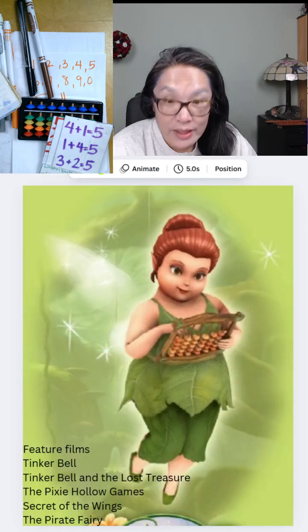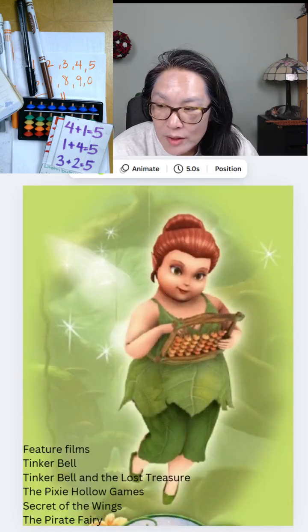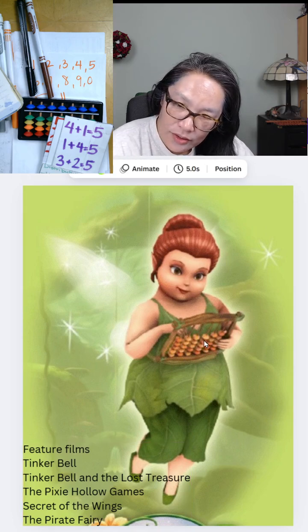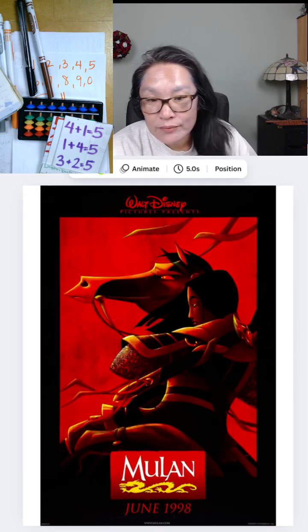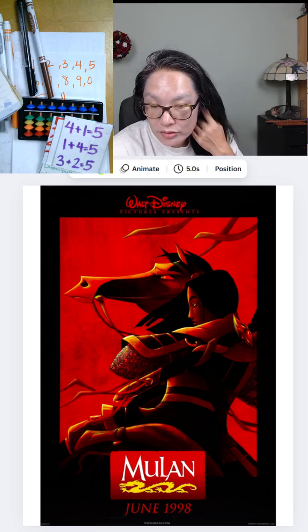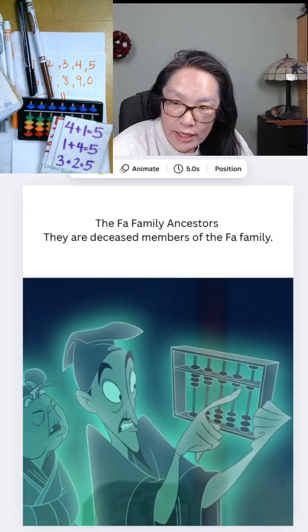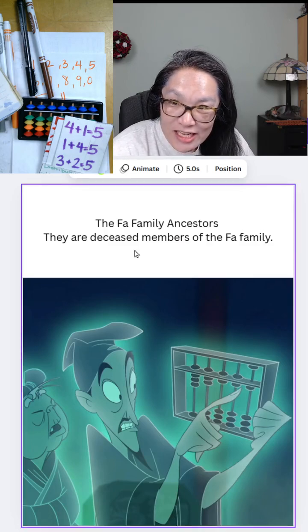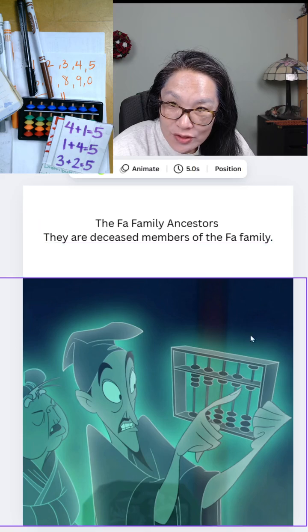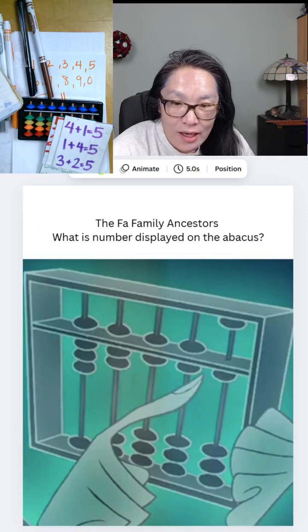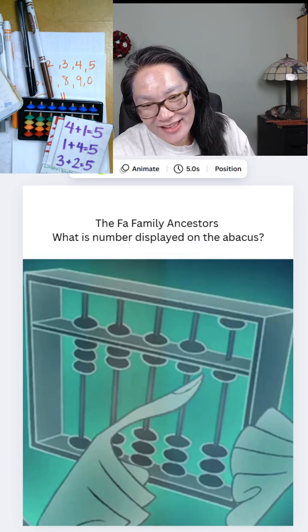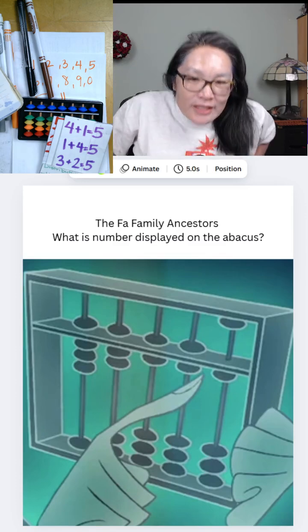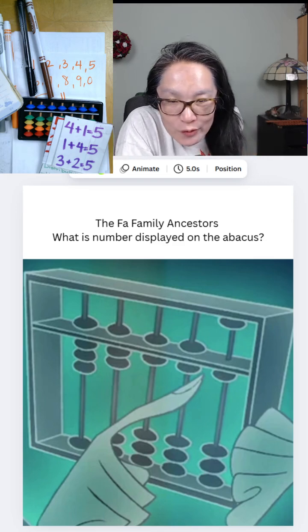Fairy Mary. Anybody seen Fairy Mary? I don't know if Tinkerbell was way before my time or after my time. Inside Tinkerbell, Fairy Mary uses an abacus. So we have this one, Mulan. Mulan actually used it too. Inside here, you guys can actually read this. In the Fa family ancestors, they actually use the abacus. Tell me what number this is. Now you know how to read the abacus.